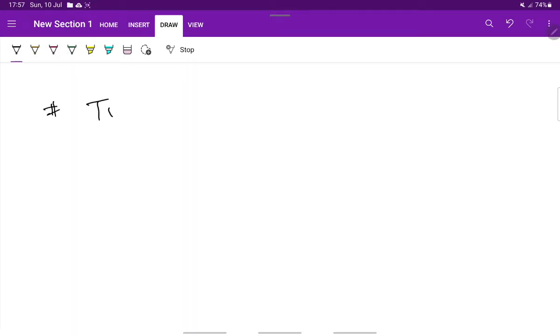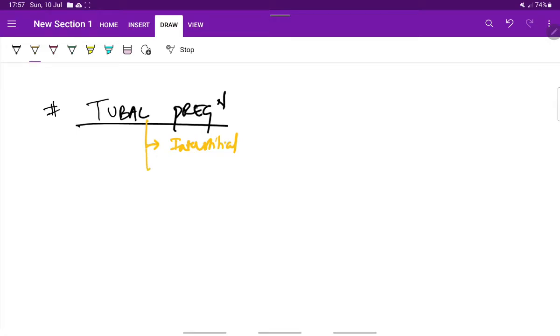Now let's see about the tubal pregnancy. So tubal pregnancy is nothing but pregnancy which occurs in the fallopian tubes. This can occur at various sites of the fallopian tubes, which are interstitial, isthmic, ampullary or infundibular portion.